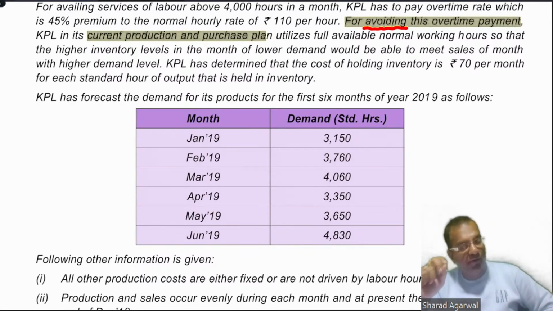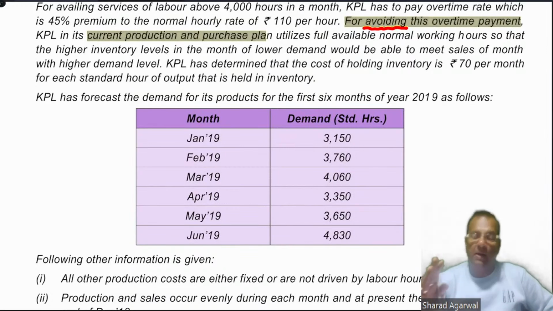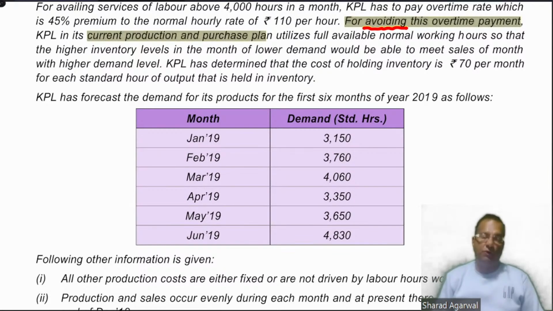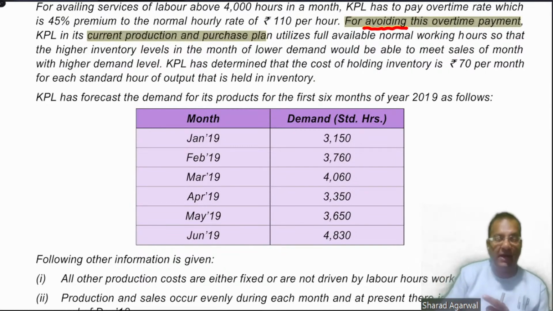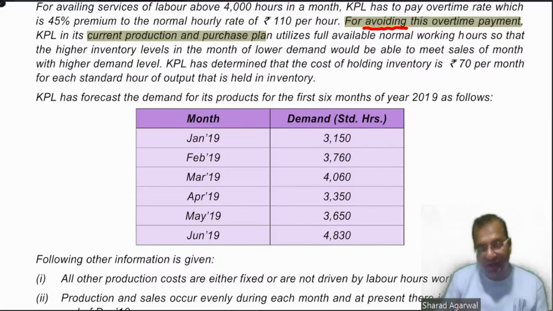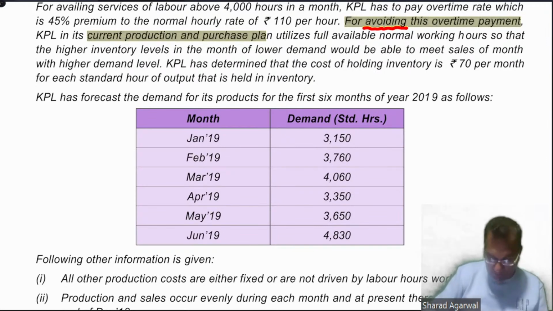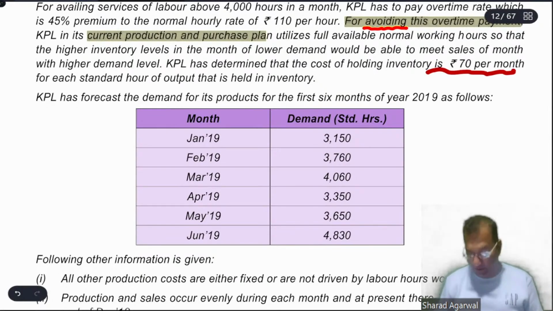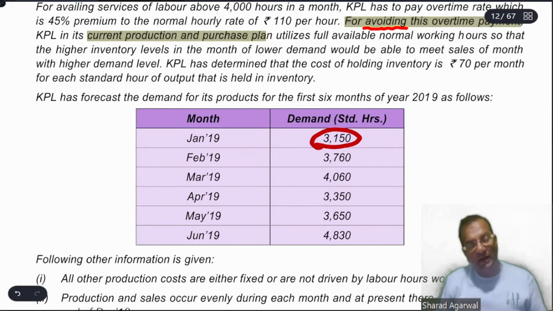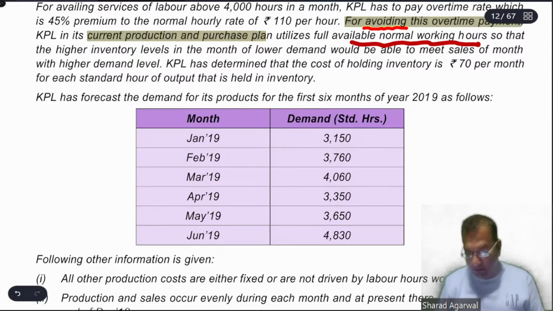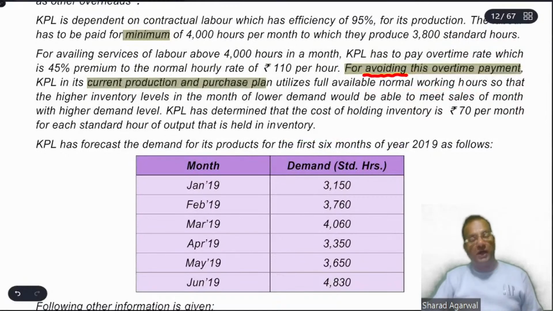Clear, beta? Always in the JIT system we will work overtime, no doubt about that. In the JIT system, because we will not do overproduction, whenever there is a sudden increase in demand, we will meet it by doing overtime work. So in JIT overtime will always come, but in non-JIT we have to check the question detail, the question language, and then decide whether there will be overtime working or not. So this is confirmed, beta: in non-JIT there will be no overtime working. In non-JIT only our holding cost will be incurred, because even if demand is lower, we are utilizing the full normal working hours, so that 3,800 standard hours of output can be produced.